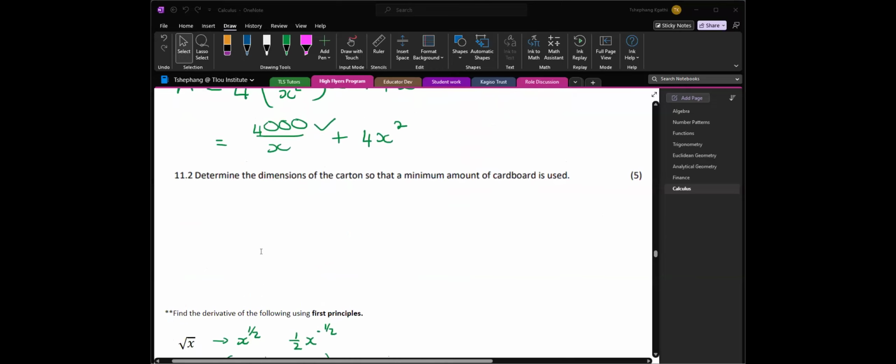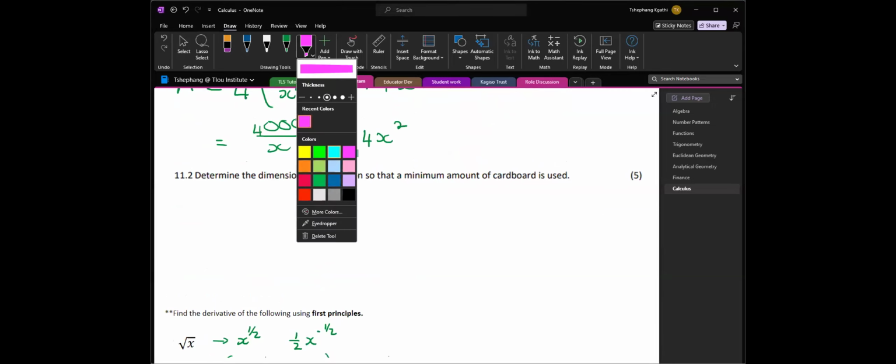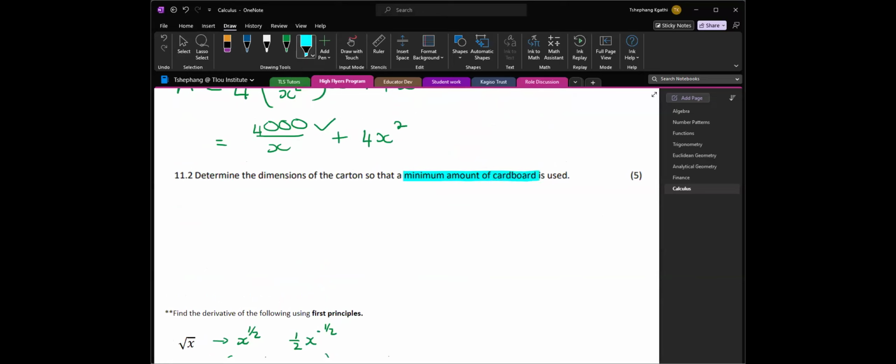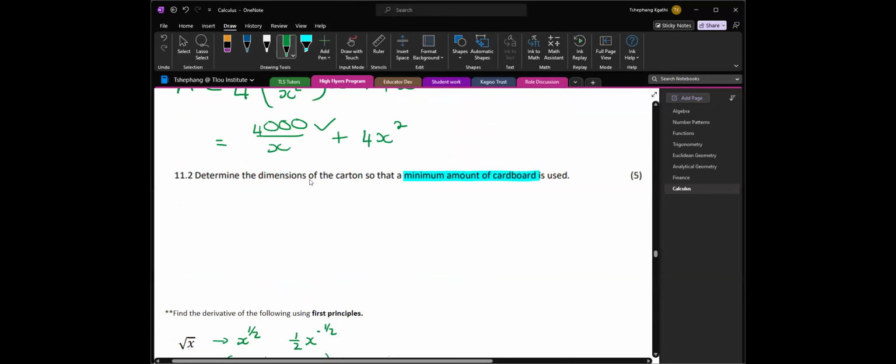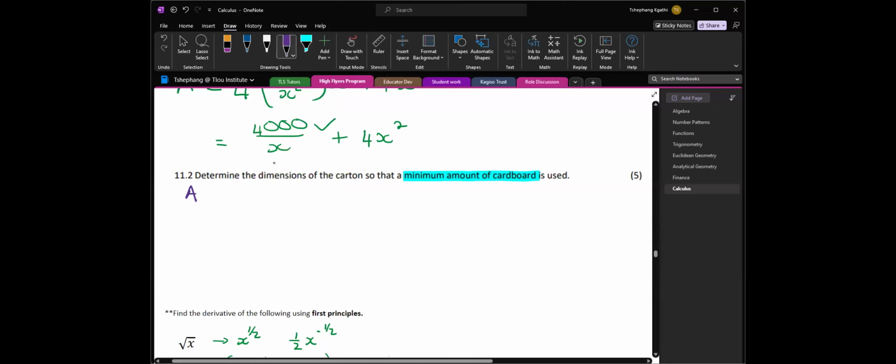Determine the dimensions of the carton so that the minimum amount of cardboard is used. Okay, so if we are looking for a minimum amount of cardboard, we have to differentiate the area, and it must be 0. So we'll say A prime in terms of x is equal to 0.